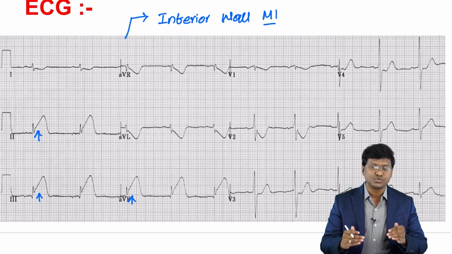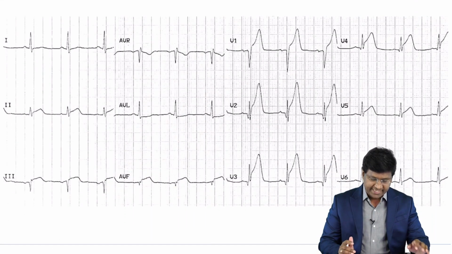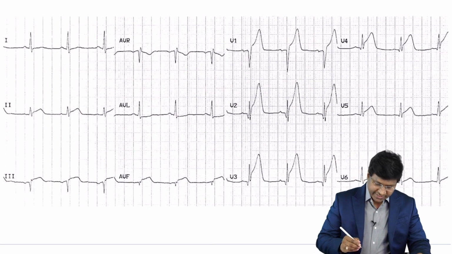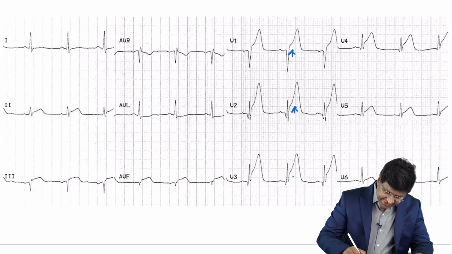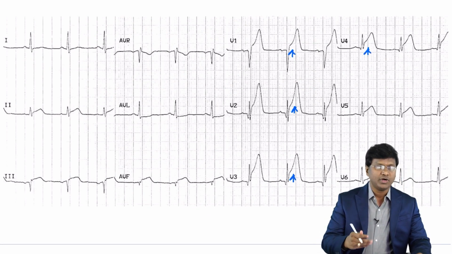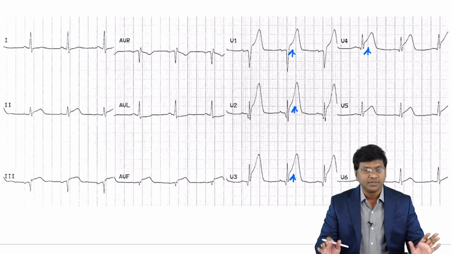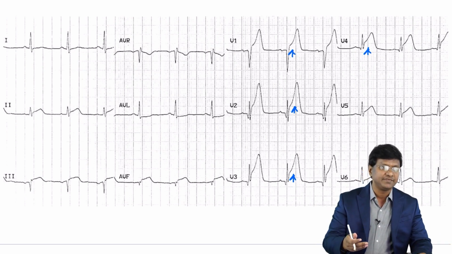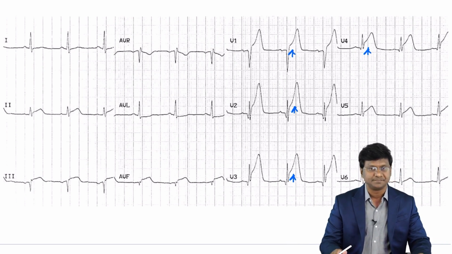And for those students who said it's an anterior wall MI, let me show you the ECG of the anterior wall MI as well. In case of anterior wall MI, you will have ST segment elevation in leads V1 to V4, right? So whatever question appeared in the exam, you just try to make out from these two whether it is an inferior wall MI or an anterior wall MI. I have shown you the ECGs of both.